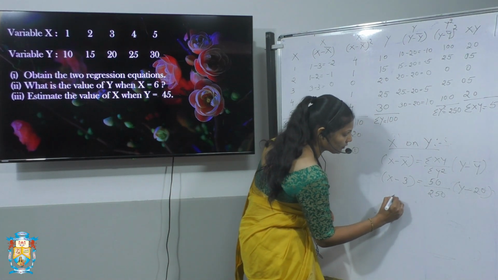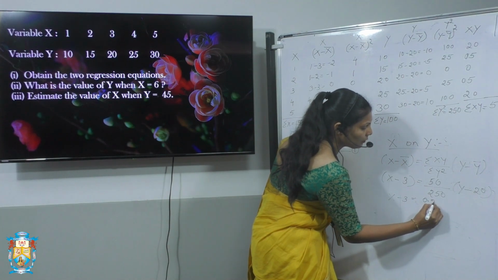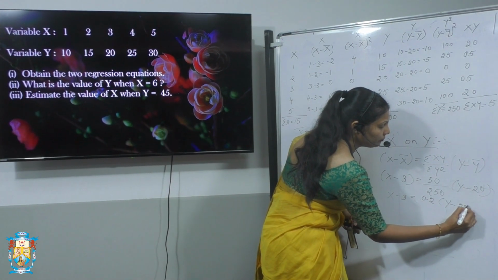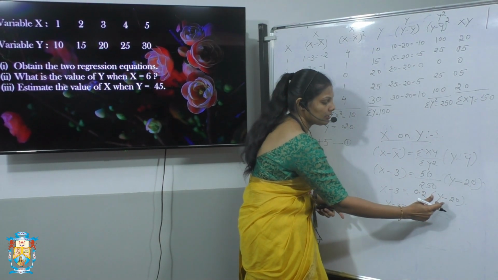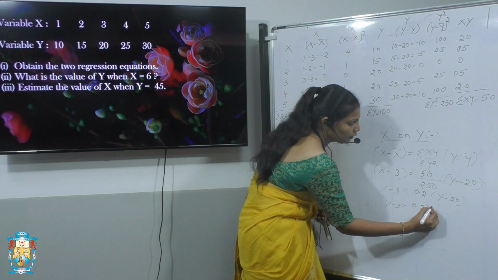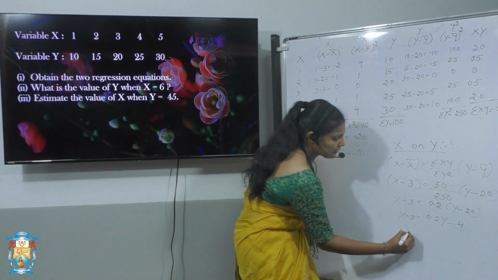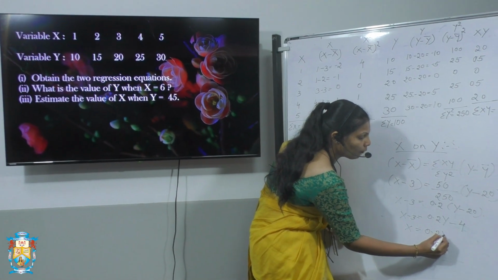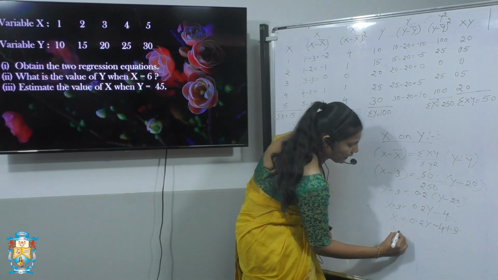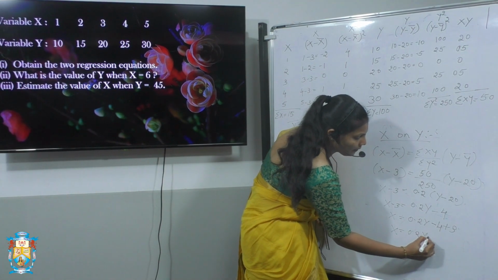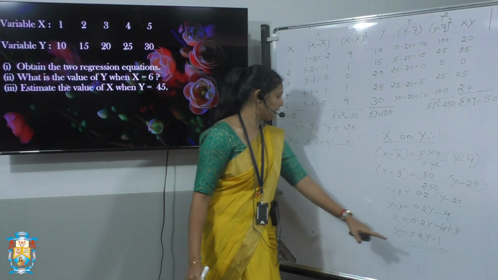So we'll solve that. x minus 3 equals 50 by 250, which is nothing but 0.2, into y minus 20. So here x minus 3 equals, we multiply inside, 0.2 into y minus 0.2 into 20, which we will get as 4. So x is equal to 0.2y minus 4 plus 3. So x is equal to 0.2y minus 1. So that is the equation we get.